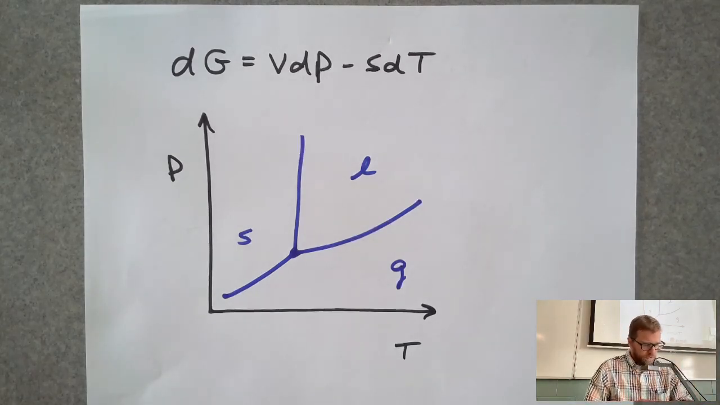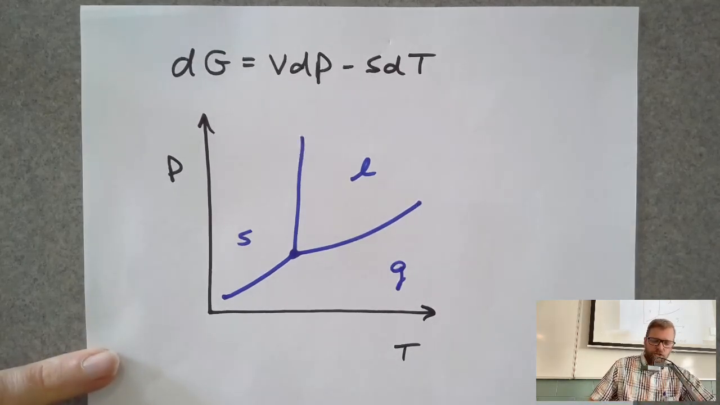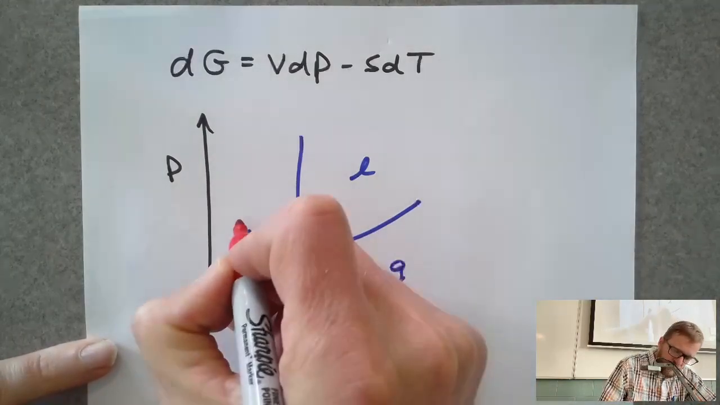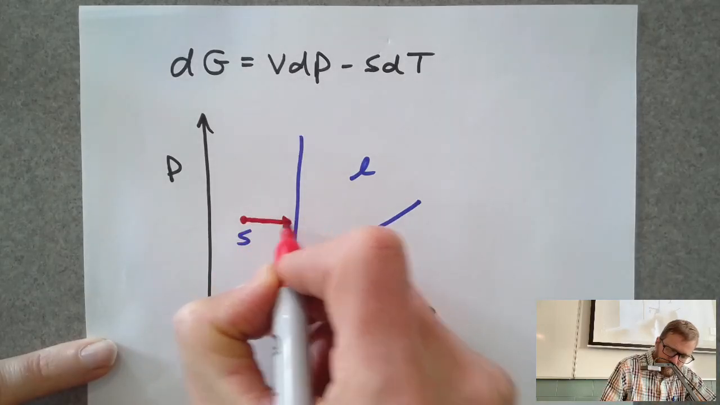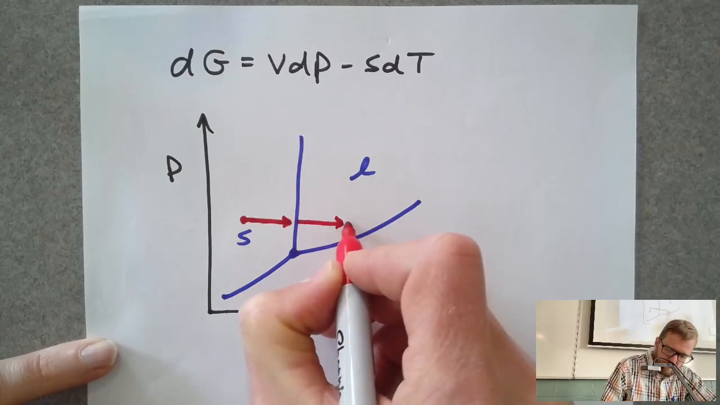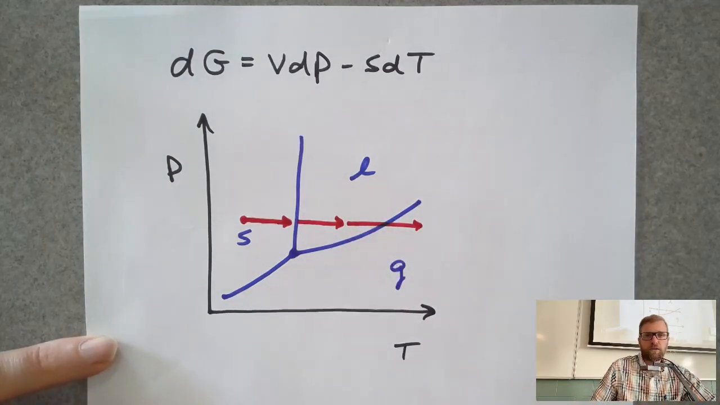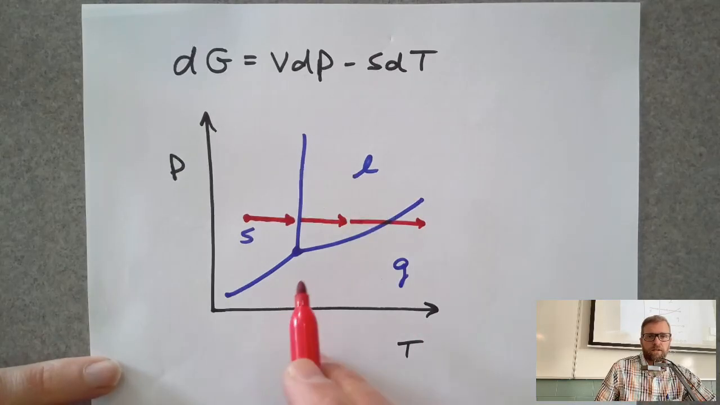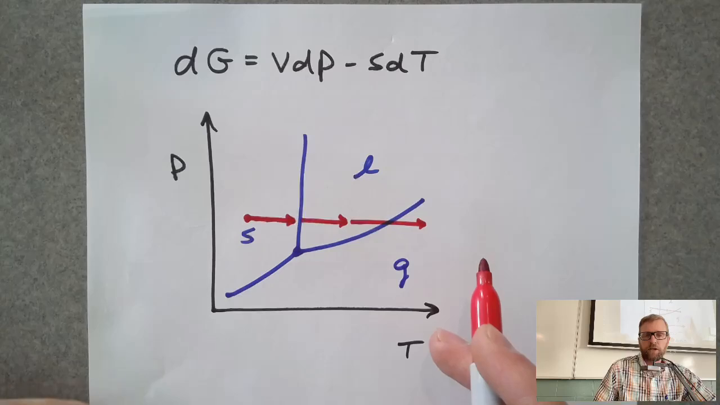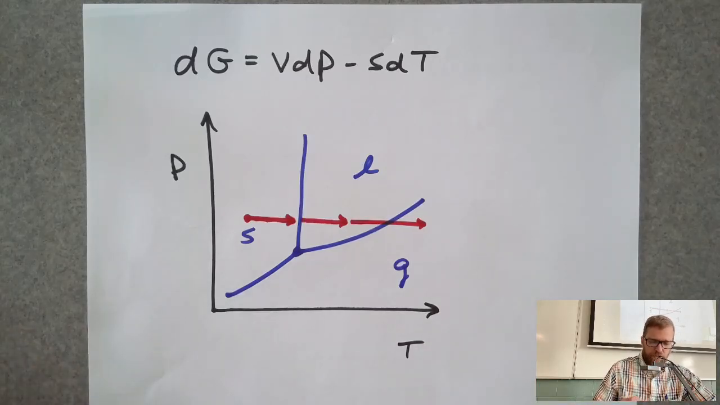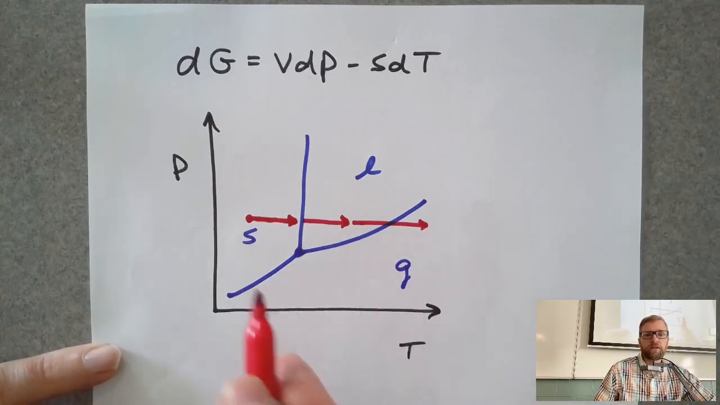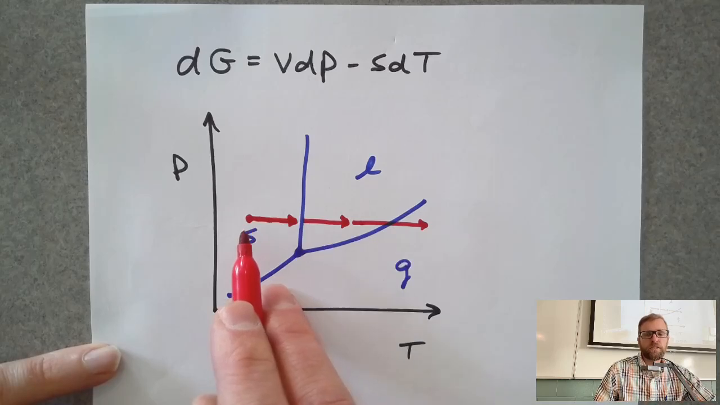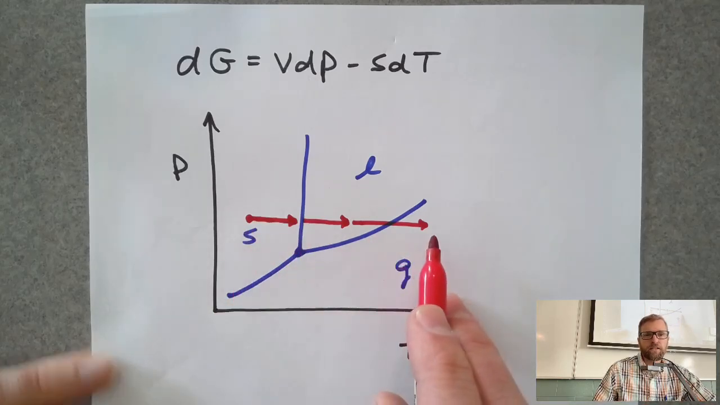Okay, so what I want to do is look at what happens to G as you move across this. We're going to start like here and increase temperature, going straight across. If I drew this exactly horizontal, we wouldn't be changing pressure, okay? So what is happening to Gibbs energy as you move across this diagram, as you start from this low temperature and go to a high temperature?